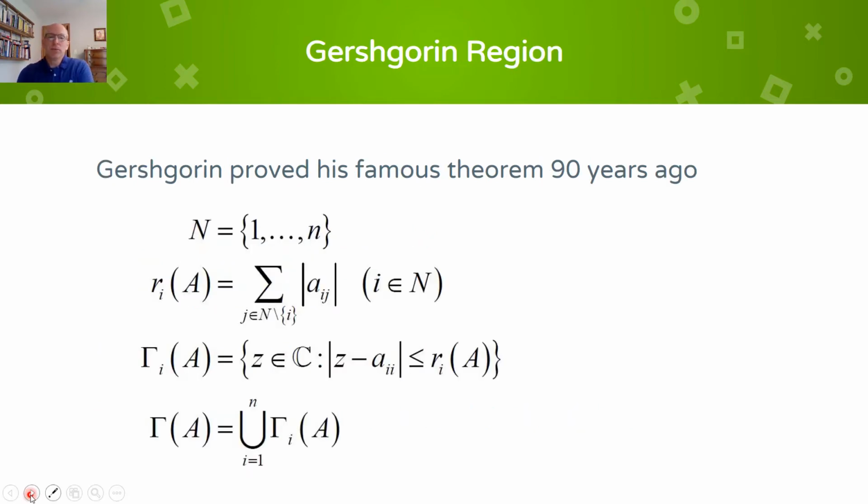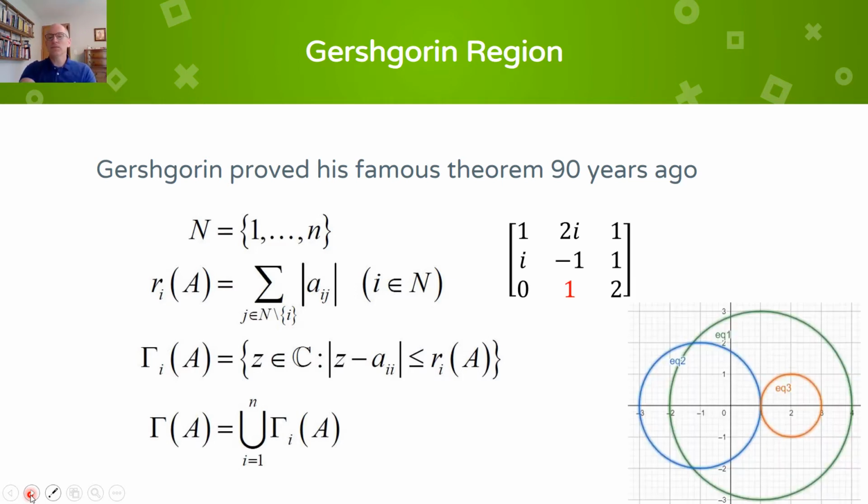Now, Gershgorin proved his theorem in 1931, and most of you should be familiar with this. It says that the eigenvalues of this 3 by 3 matrix must appear somewhere in this region, the union of these three circles. The circles have centers at the diagonal entries of the matrix, and the radius is the sum of the absolute values. So this last one, 0 plus 1, has a radius of 1. My red circle is centered at 2 with a radius of 1.